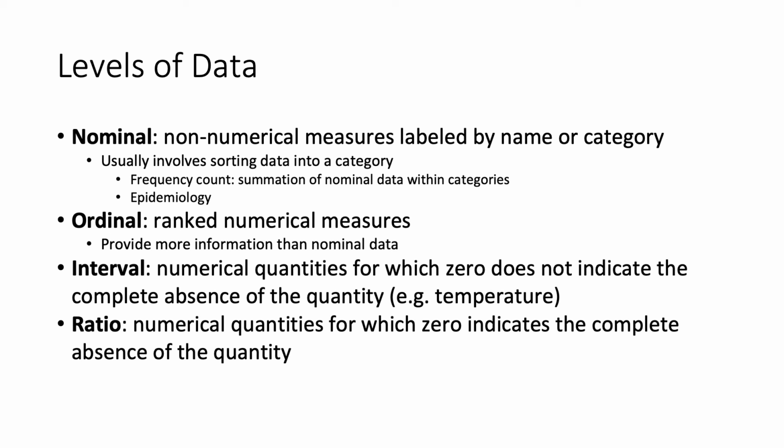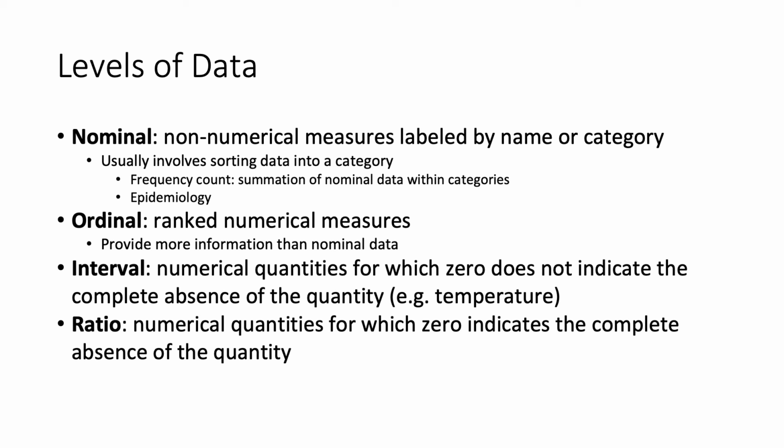Ordinal data is a ranked numerical measure. This provides more information than nominal data because they are ranked. Another data level is interval data. This is numerical measures of quantities for which 0 does not indicate complete absence of the quantity. The example that is always used is temperature. A 0-degree temperature does not mean an absence of temperature, but only a very cold temperature. So you cannot say that 10 degrees is half of 20 degrees, since the temperature can go into the negatives.